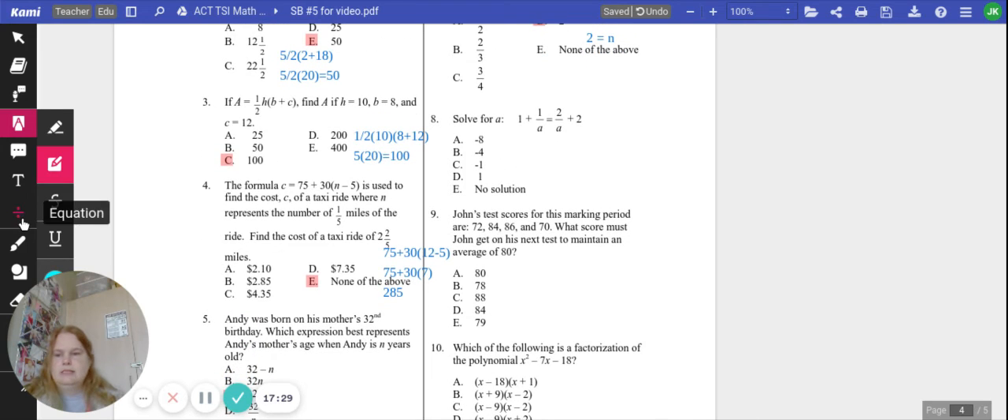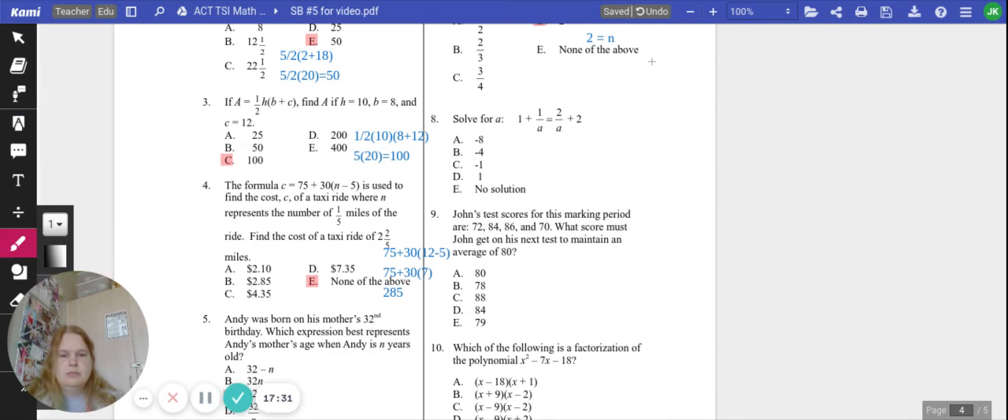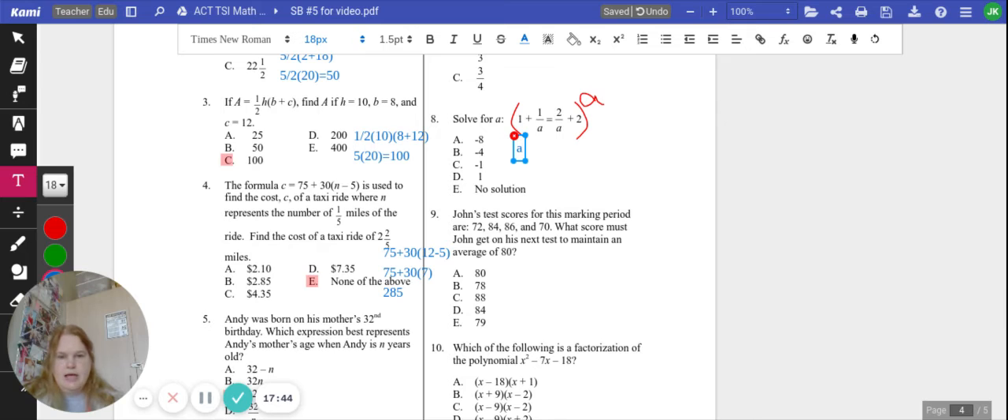All right, same thing down here on number 8. We're going to try to multiply everything by the LCD, which is a, and clear those fractions. 1 times a is a. The next fraction, the a's cancel, and you get plus 1. The 2 over a, the a's cancel, you get 2. And then the last one, 2 times a is 2a.